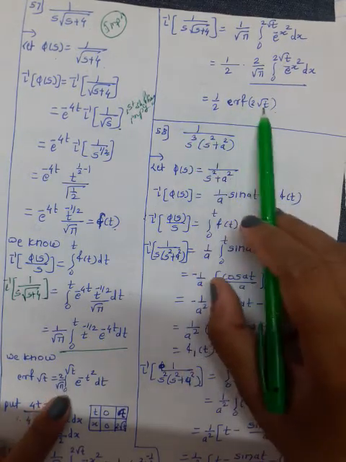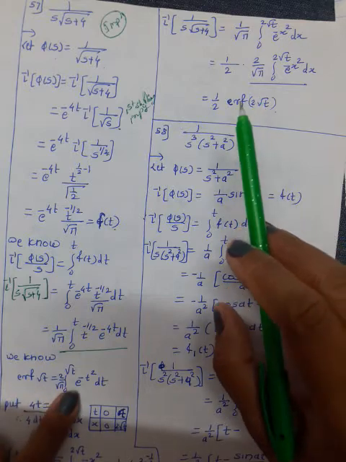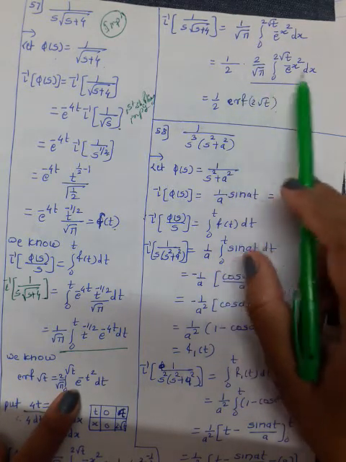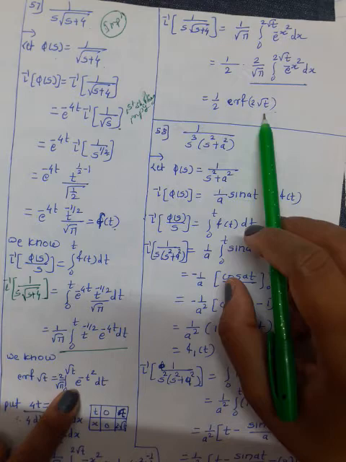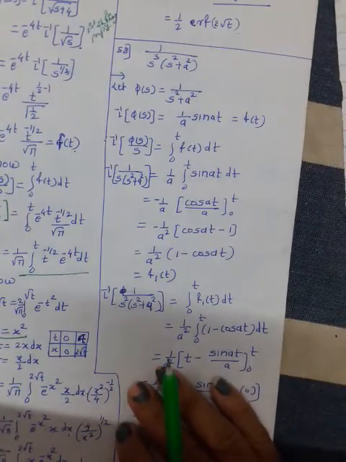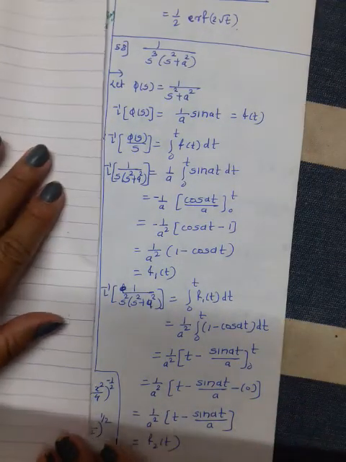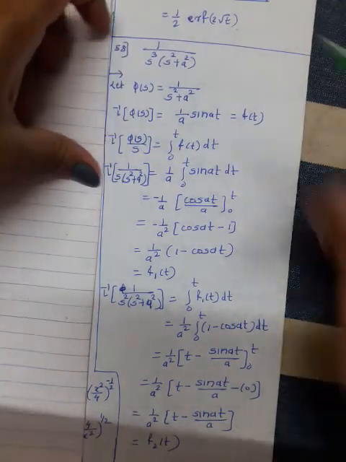That's why this is error function of 2 root t. Here the upper limit is root t, that's why it is called error function of root t. That's why the answer for this integration is error function of 2 root t. This is a standard function. You can write this as it is. Okay, this is the answer for our question.